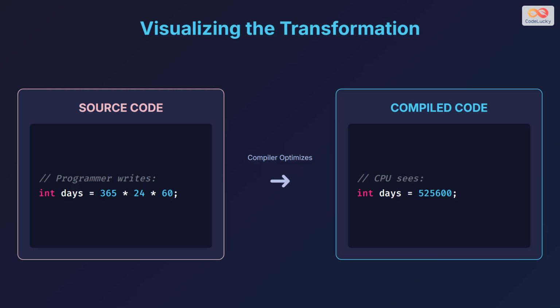Here is a clear example. On the left, you might write code to calculate the number of minutes in a year, 365 times 24 times 60. This is readable for humans. On the right, notice what the computer actually receives. The compiler sees that these numbers will never change, so it does the multiplication once and simply stores the final result, 525,600.